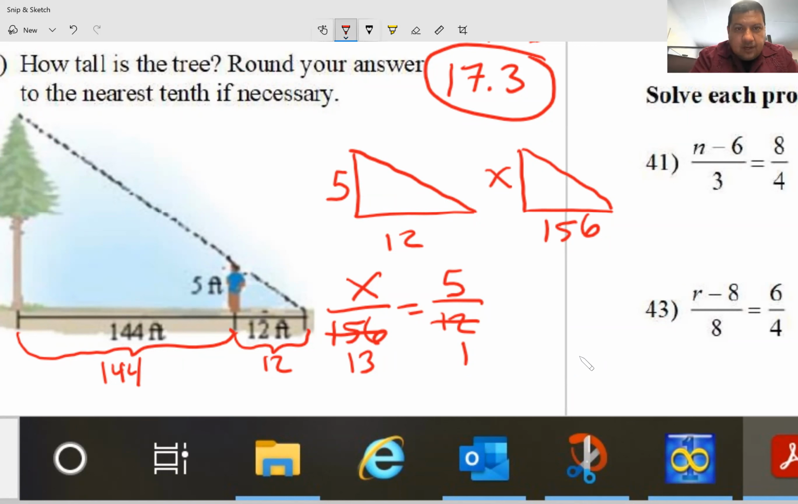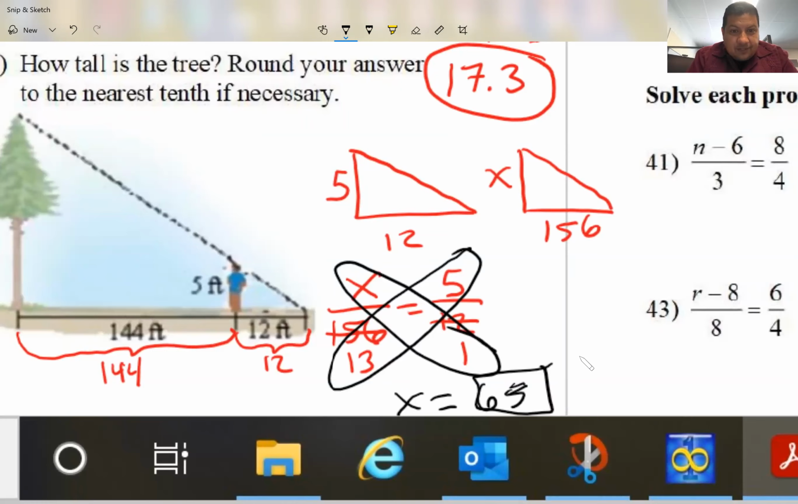1 times x equals 13 times 5. That's 65. Yep, x equals 65. I got that on the chat as well. Good. X equals 65. Now you just have to cross, answer will be 65 and that's it.